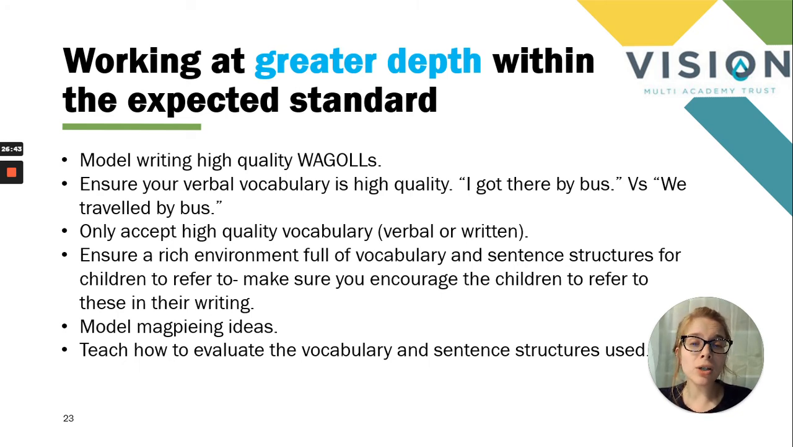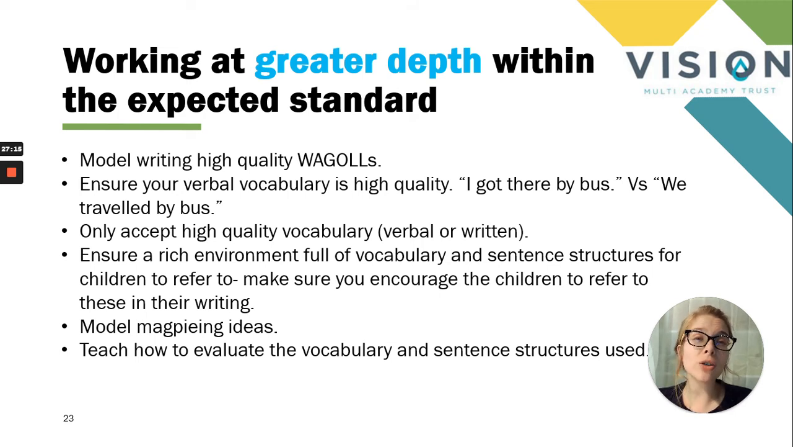And it's really important that this vocabulary is all around us. So ensure that there's a really rich environment and sentence structures for children to refer to. They can be either within your intervention space or on the working wall in the classroom. And it's really important that you encourage the children to refer to these in their writing. So this again links to the modelling of the magpieing ideas. Okay, so it's really important that children magpie ideas from around them, from good models of the children around them.